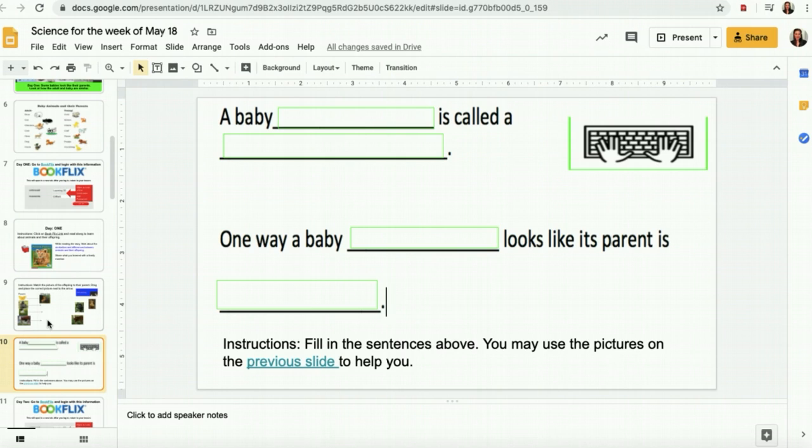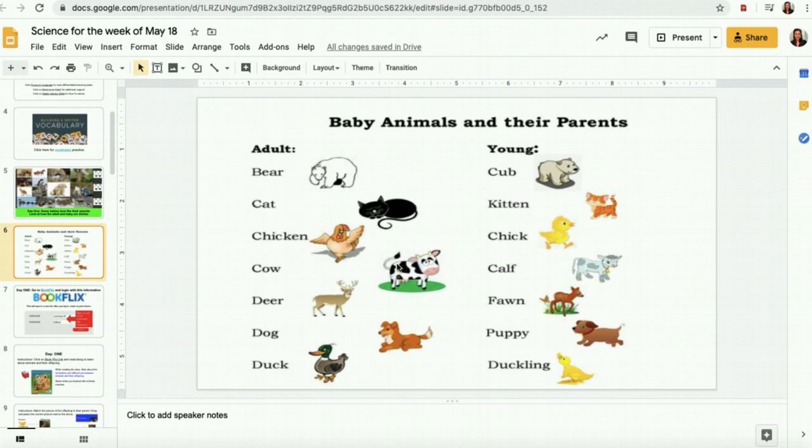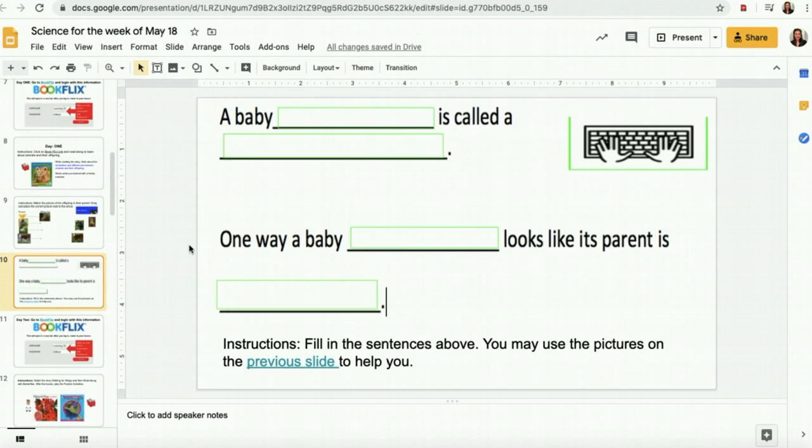Now, something else that might help you with this is if you scroll back to slide 6, and I'll make notes at the end for you so that you can see what all you have to do. If you scroll back to slide 6 and use one of our vocabulary slides, this shows you the mommy or the daddy or the adult animal. So here's an adult bear, and its baby is called a cub. So use slide 6 to help you, okay?